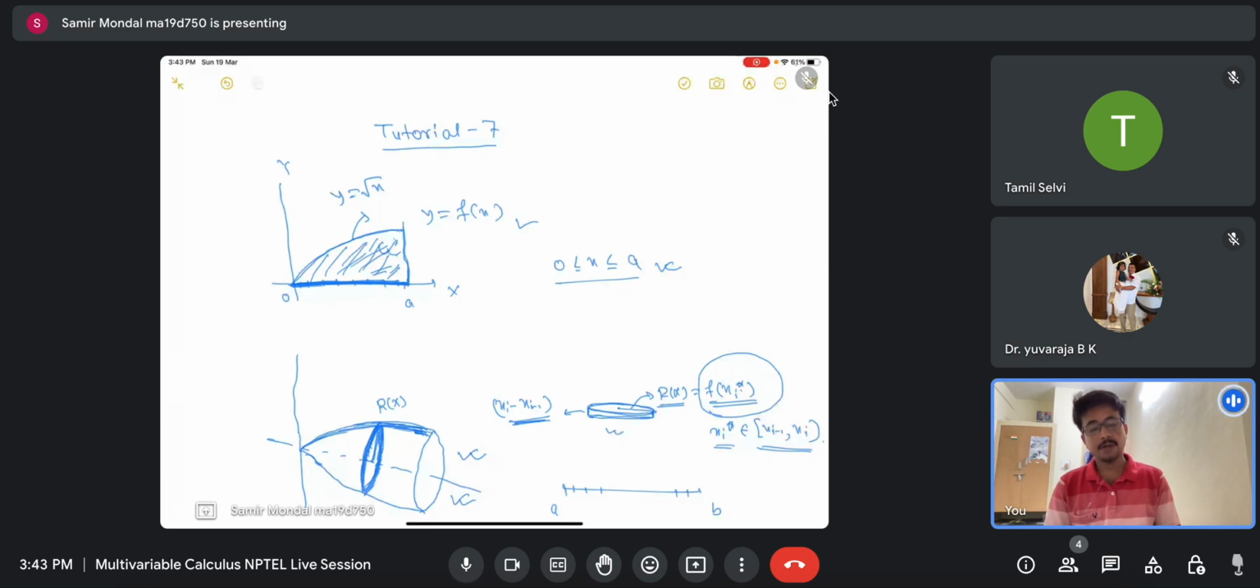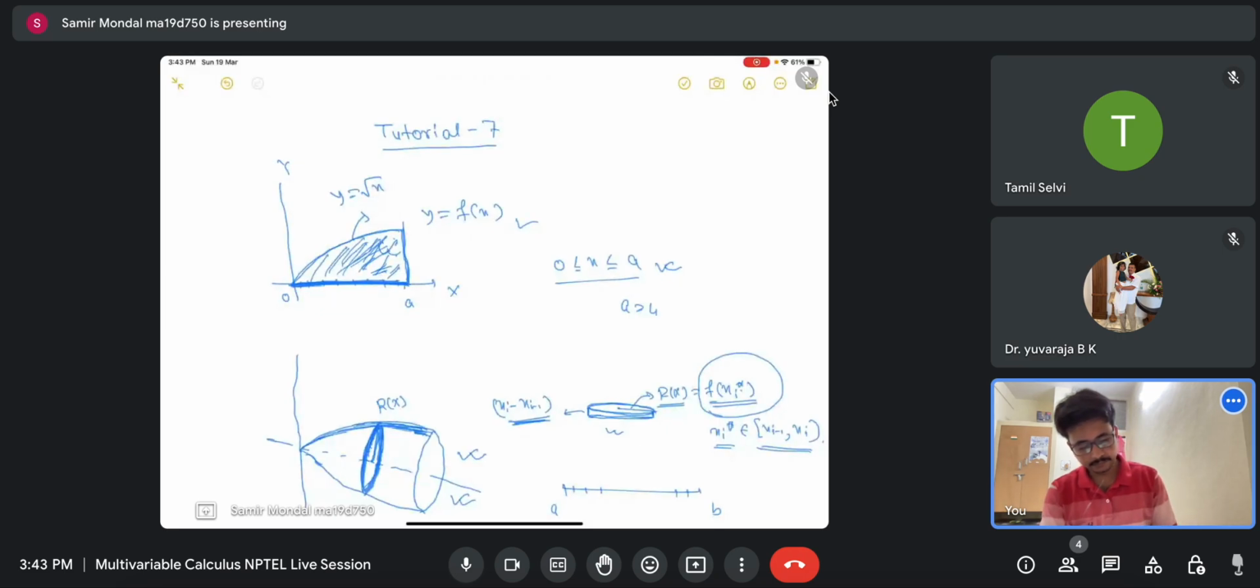The plane region is bounded by y equal to root x, where x is from 0 to 4, take a equal to 4. We get this bounded region. Find the volume of the solid of revolution. So this is my first question.